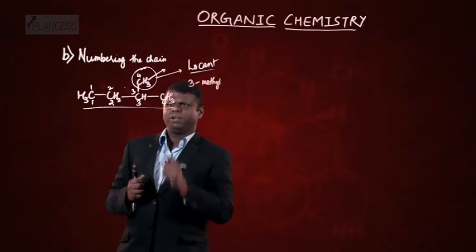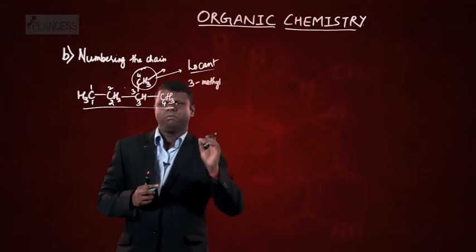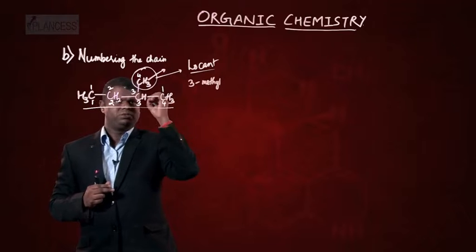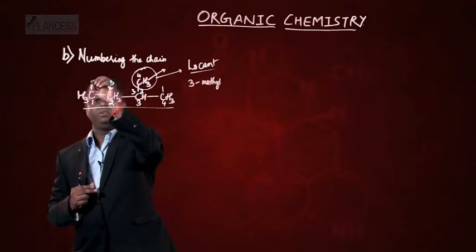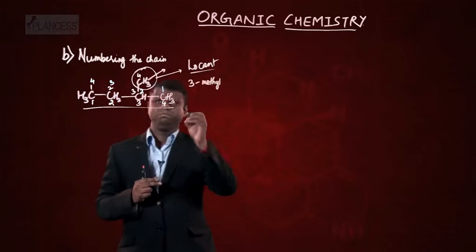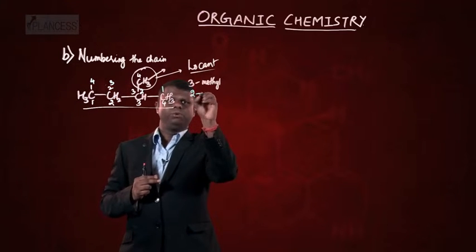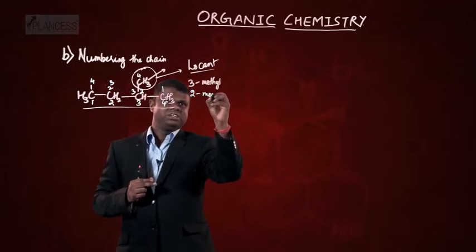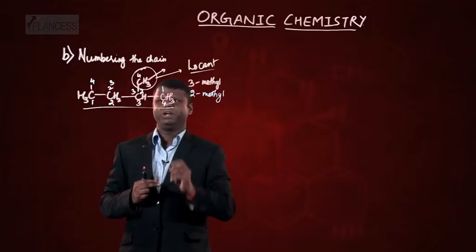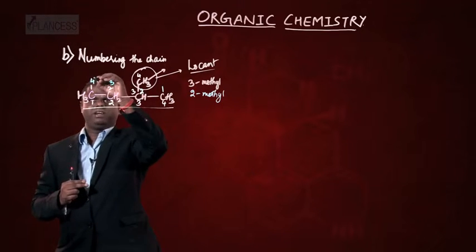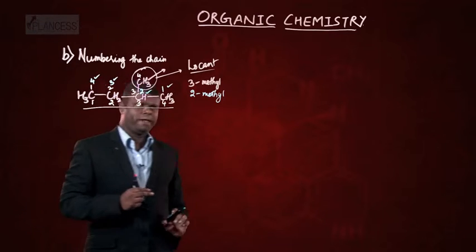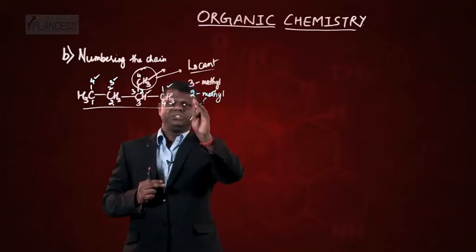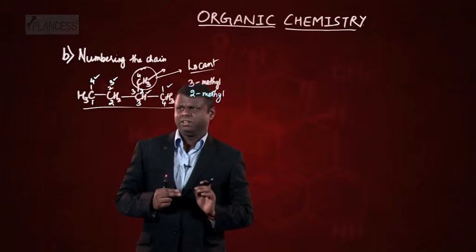The other way of numbering is from right to left. So I'll show it this way: 1, 2, then you have 3, then you have 4. So the methyl group gets the number 2. So the correct way of numbering is this one: 1, 2, 3 and 4. So now at position 2 you have a methyl group.